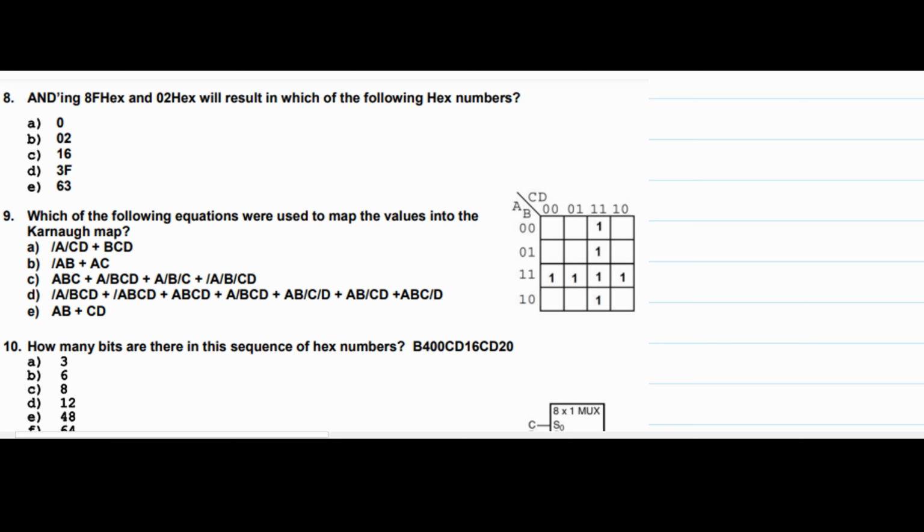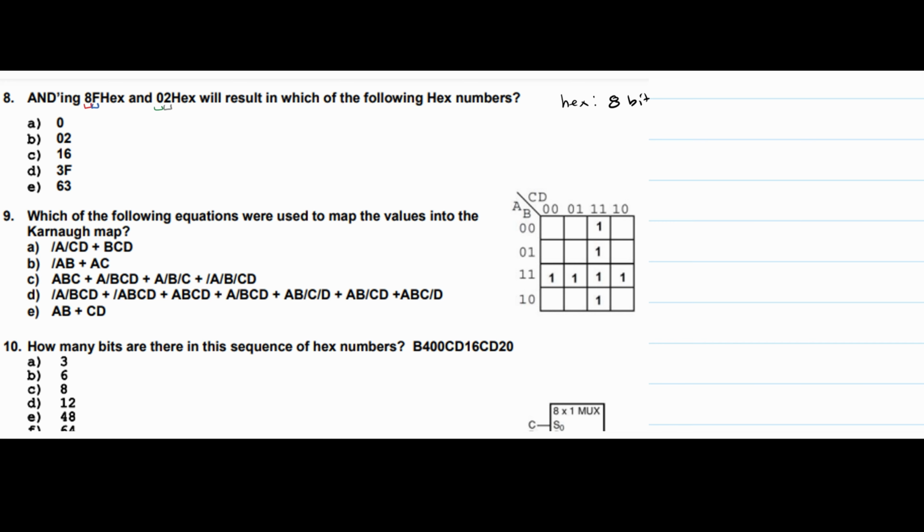Question 8, we are asked: ANDing 8F hex and 02 hex will result in which of the following hex numbers? Well, first thing we have to note is that hex is 8-bit, right? So when we look at each of these parts, this part and this part, we're going to have 4 bits each, which together create a total of 8 bits.